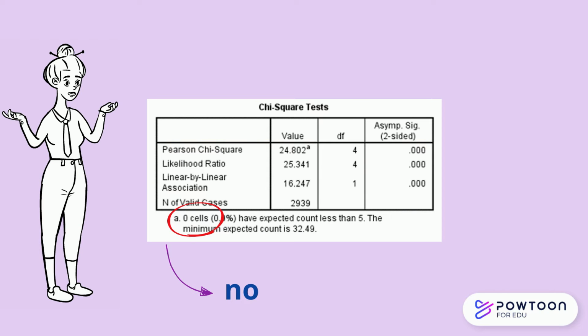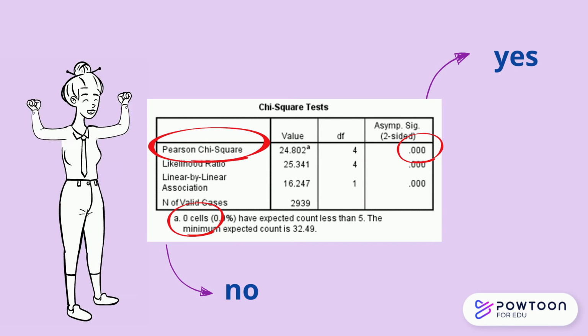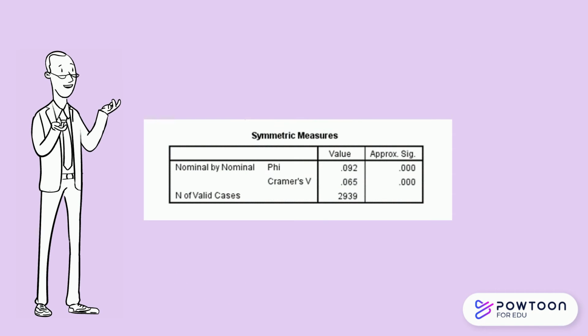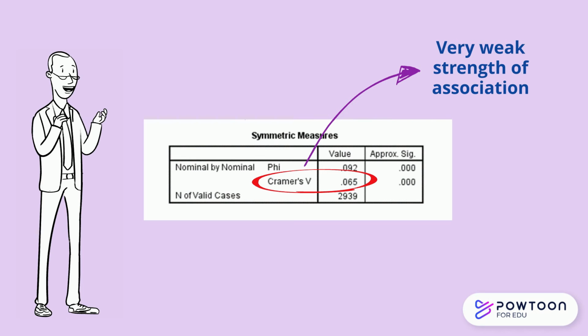Then we want to look at the significance value highlighted above. We can see here that we have significance, so we can now move on to looking at the Cramer's v-value. Our Cramer's v-value is 0.065, which we can say is a very weak association between the two variables being analysed.